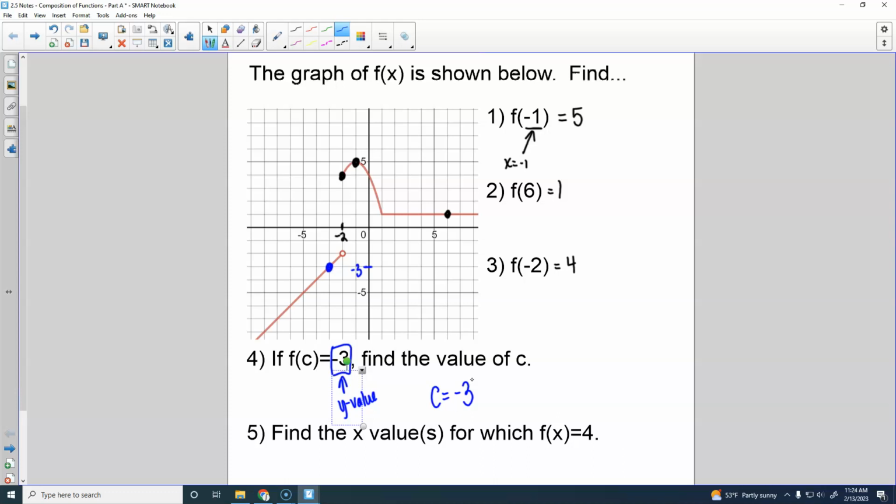Number 5 is worded a little bit differently, but it's still asking basically the same question. Find the x value for which f of x equals 4. So if f of x equals 4, again, this right here is our y value. And they're asking us what that x is. That's what we're looking for. So Liam, what do you think?